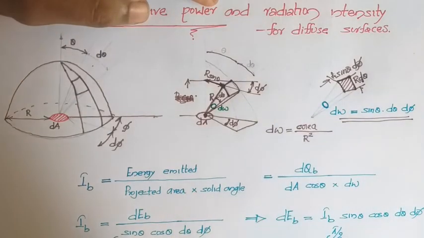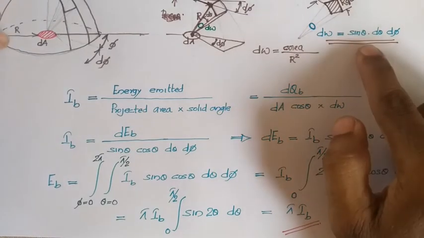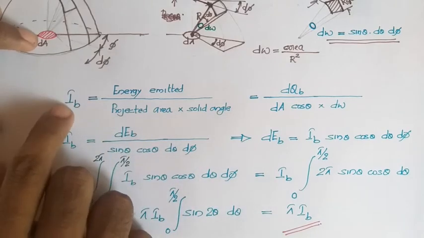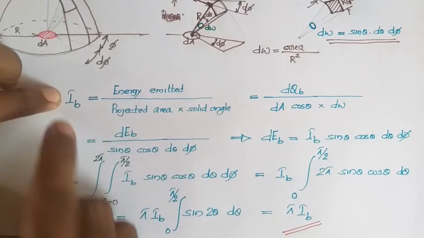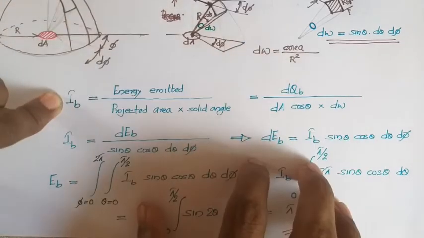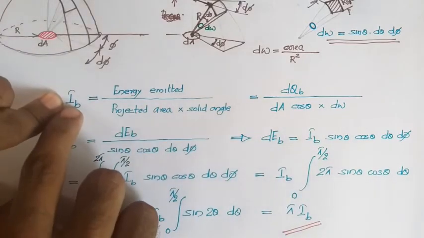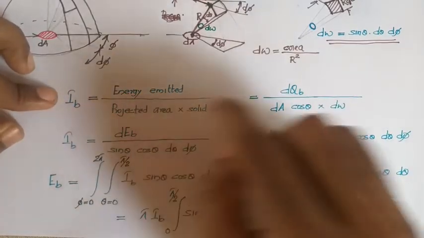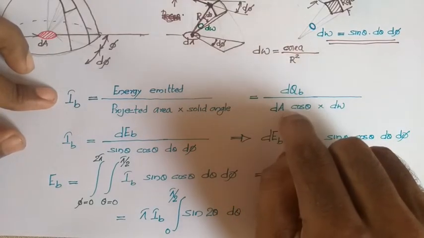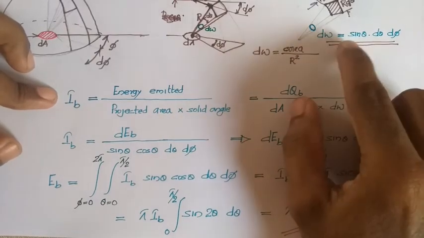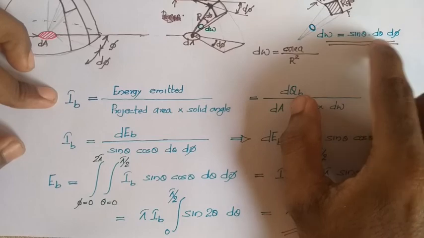I will make use of this solid angle for deriving the relation between emissive power and intensity. We know that intensity, here I am writing I_B only because previously we have shown that the radiation intensity for a diffuse surface, and all these relations are applicable for a diffuse surface, is independent of direction. So I can simply write I_B, which is defined as energy emitted per projected area per solid angle. So energy emitted is dQ_B divided by projected area dA cos theta, and the solid angle is dW, which is sin theta d theta d phi.